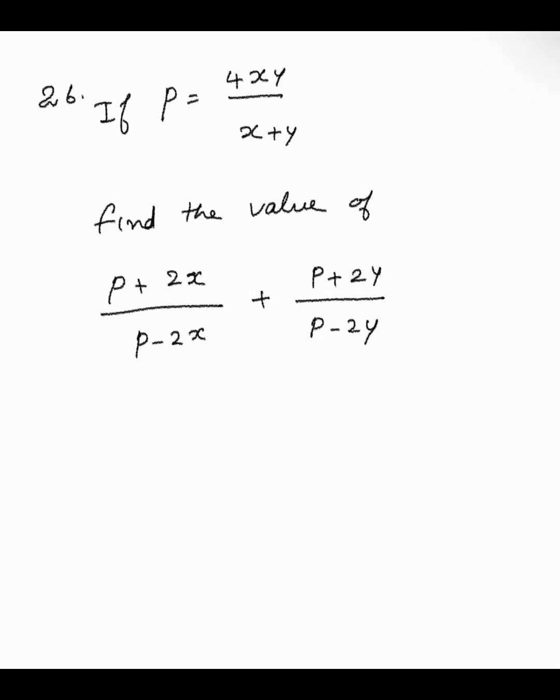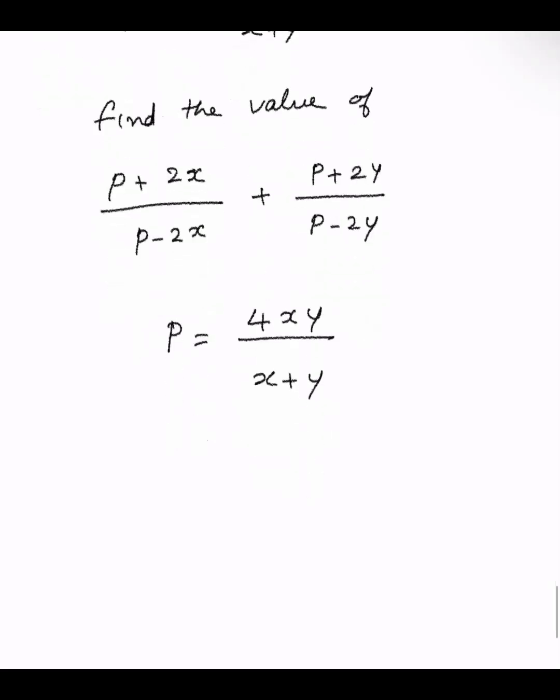So here, start with given information. Given is p equal to 4xy divided by x plus y. Now here, there is no denominator for p, so I need to have a denominator for p. Why? Because I am going to apply componendo and dividendo. And when I apply componendo and dividendo, just look at this part.